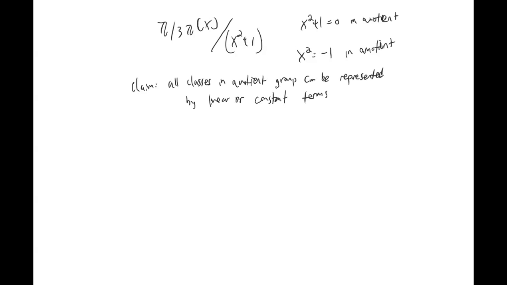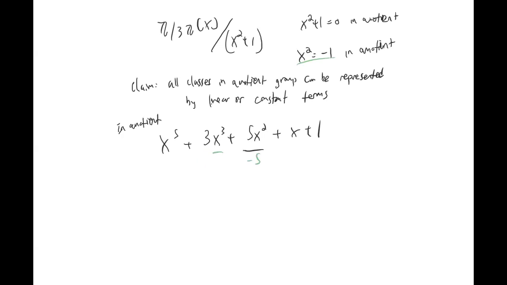So let me just, without proving, convince you. If I had something like x to the 5th plus 3x cubed plus 5x squared plus x plus 1 in the quotient, I can make this linear or constant. How? Well, what's x squared? x squared is -1. Do you all see this? So 5x squared is just -5.